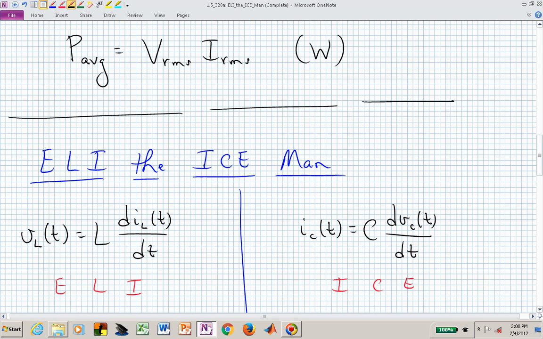Again, Eli, we see that E, the electromotive force, is the voltage. The voltage dropped across an inductor is proportional to, with L as the proportionality constant, the time rate of change of the current flowing through that inductor. Likewise, the current through a capacitor, or the induced current, is proportional to the time rate of change of the voltage across that capacitor. Those are our time domain relationships between the voltage and the current for the inductor on the left and the capacitor on the right.